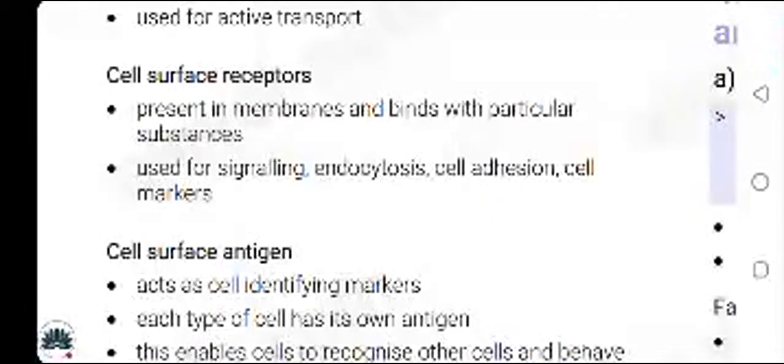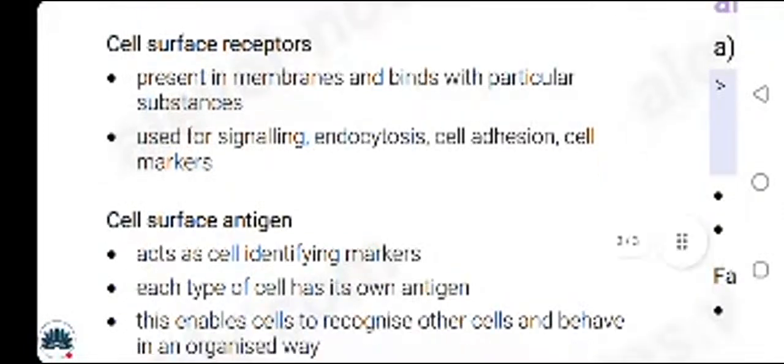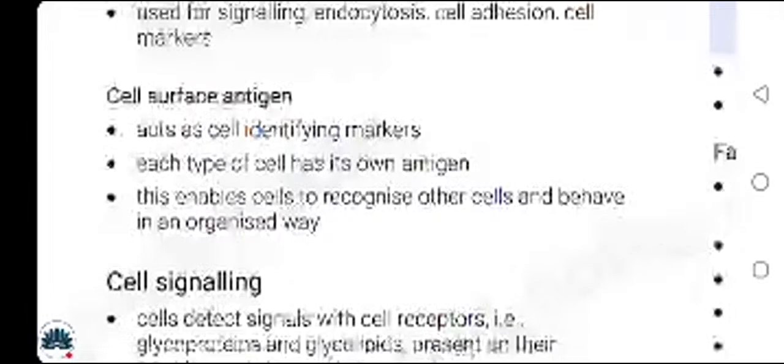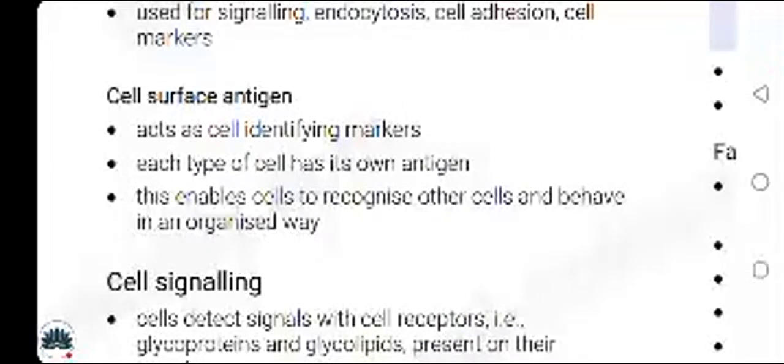Whereas carrier proteins require energy, because they go against the concentration gradient, which requires energy from ATP. They take substances from outside and pump them inside, or vice versa, and are used for active transport, which requires ATP. Cell surface receptors bind particular substances and are used for signaling, endocytosis, cell adhesion, and cell markers. Cell surface antigens act as cell identifying markers.